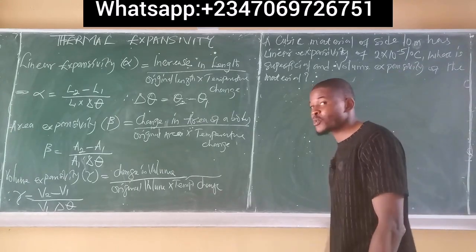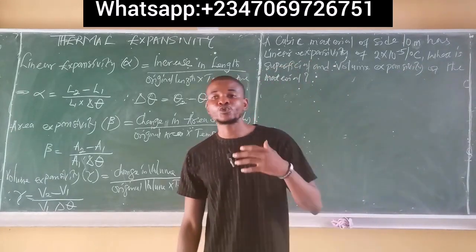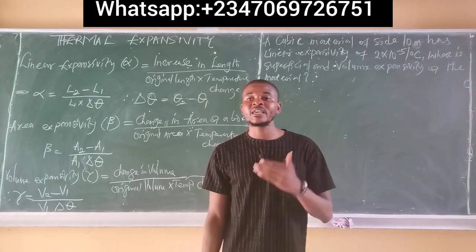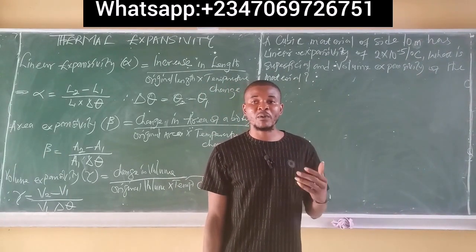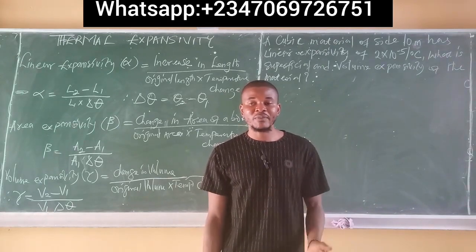Okay, so this is a very simple question. First of all, what is the superficial? Superficial simply means area expansivity. Still the same thing as area expansivity. Now they're asking us to find the superficial expansion and the volume expansion of the body.